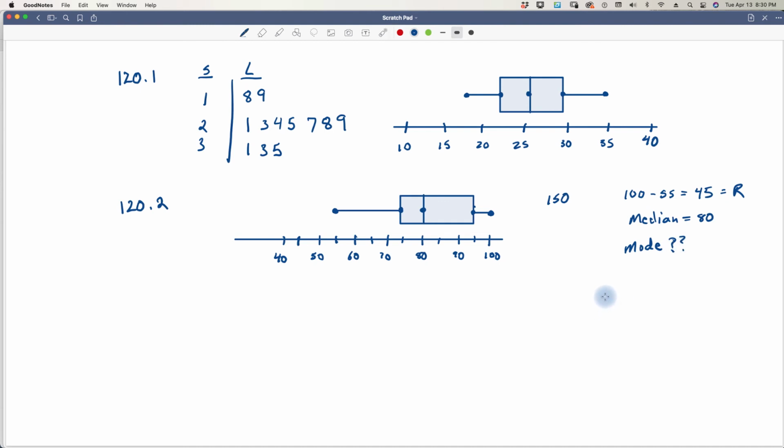And then it asks us to find the mean. The mean is the average. Well, we can't find the mean because we can't total the scores and divide them by the 150 scores we know we have. So you cannot answer the mode and you cannot answer the mean with a box and whisker plot. The only things that you can answer with a box and whisker plot are the range and the median. That's all we can do.